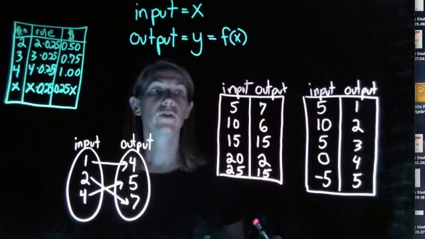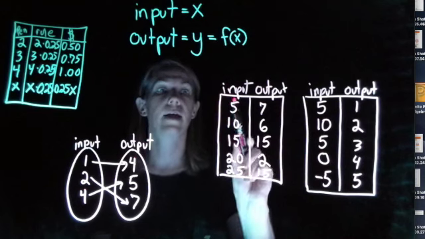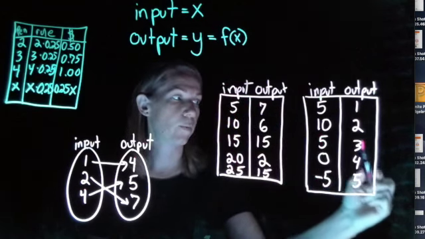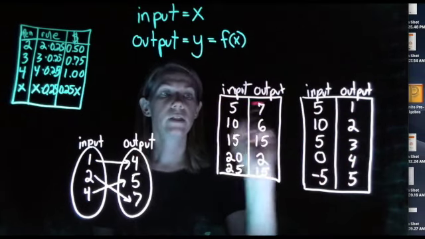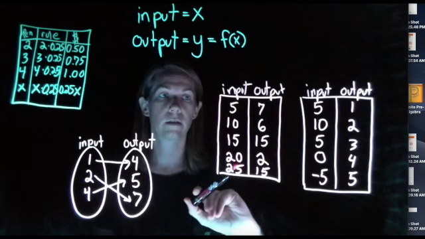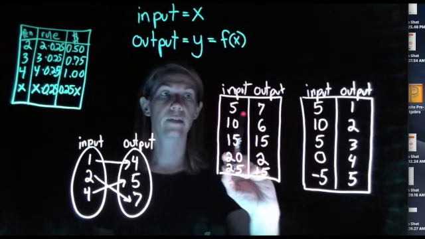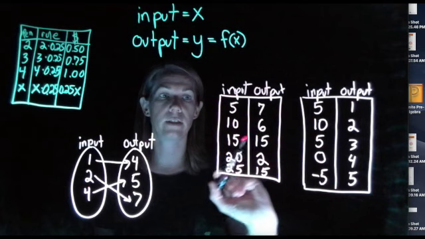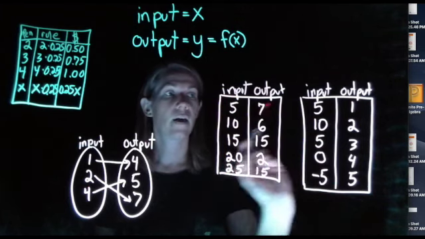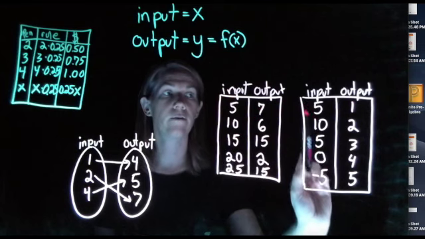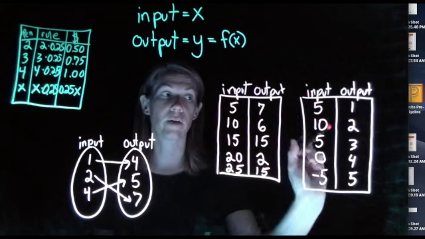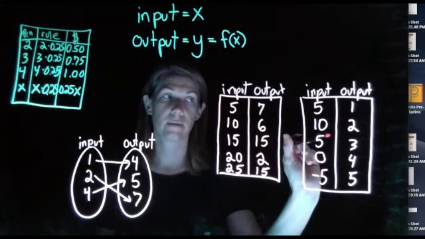Okay, here I have two different data tables, and you can see I have inputs and outputs, inputs and outputs. In this one, for every input, there is only one output that matches. However, in this one, for every input, there is one case where there's going to be two outputs.